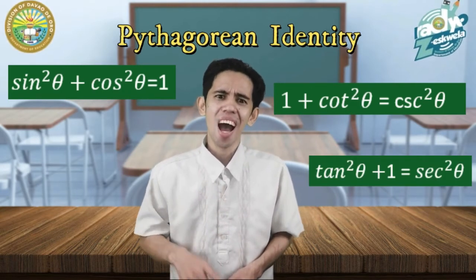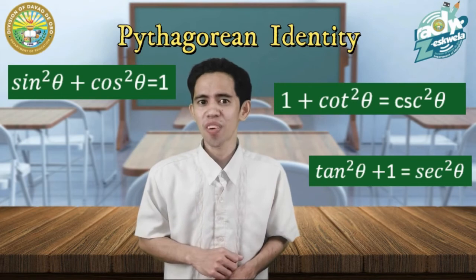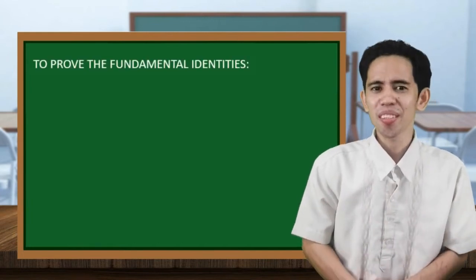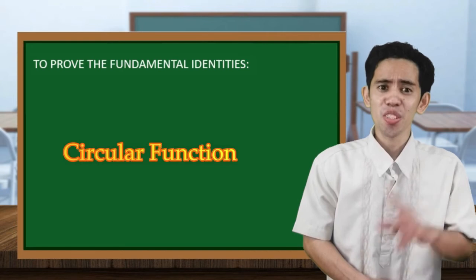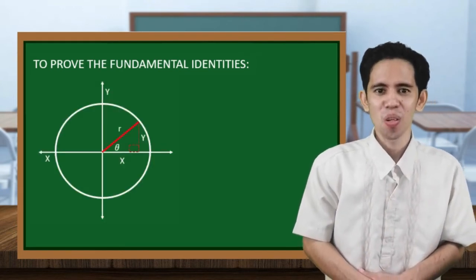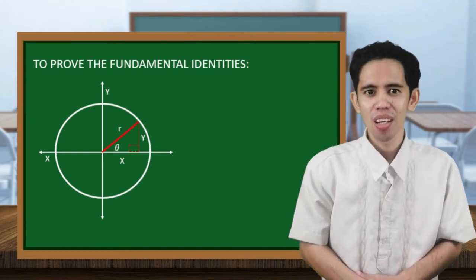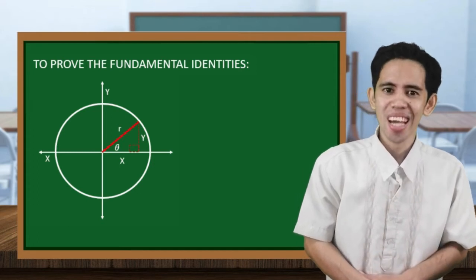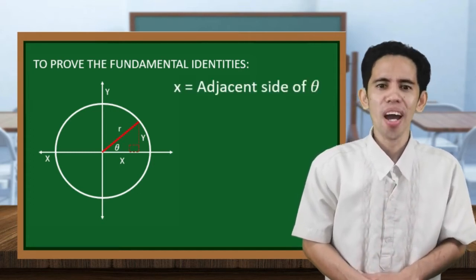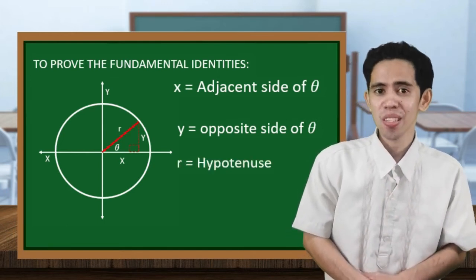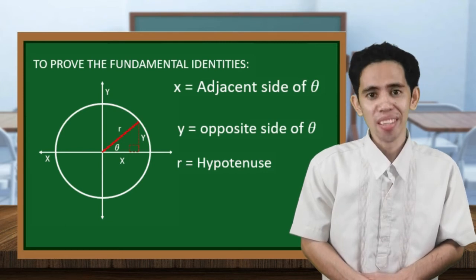The question is, how do they get these fundamental identities? Let's find out. To prove the fundamental trigonometric identities, we will visit the circular function having an angle of theta with radius. Then, we draw a right triangle with the sides of x, y, and r. R is our hypotenuse since it is in front of the right angle.